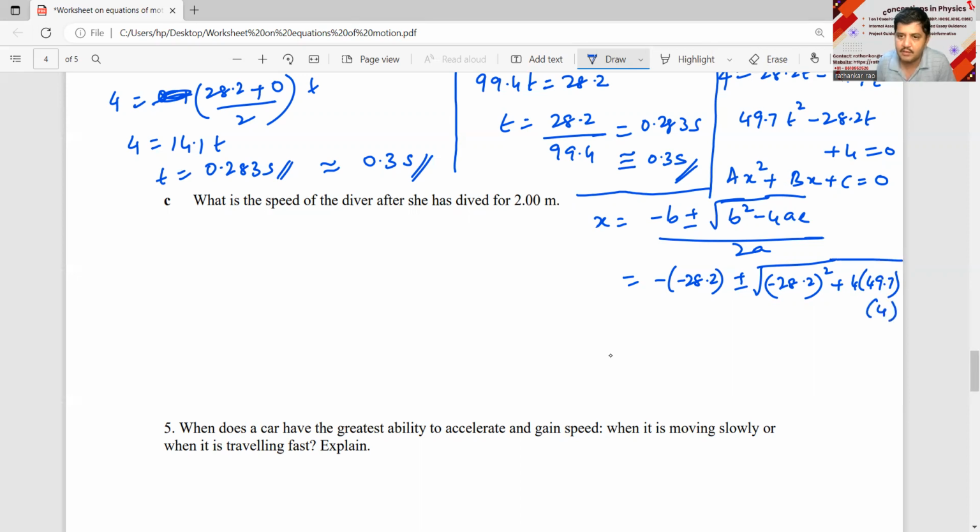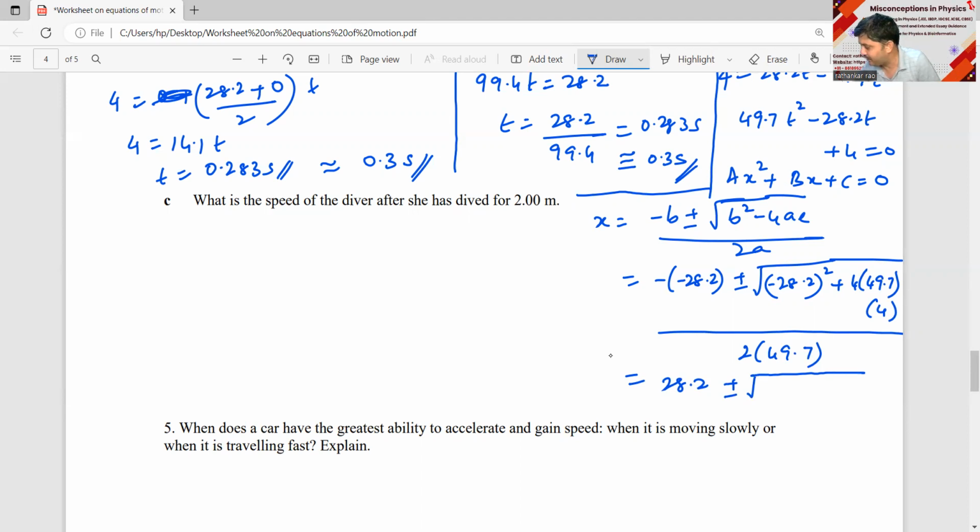Okay, whole square root divided by 2a. What is 2a? 2 into 49.7. I don't have space for this. Okay, so let us try with this. Minus into minus becomes 28.2 plus or minus square root of... I'll try the whole answer here, so you can verify your calculations because I don't have much space over here.